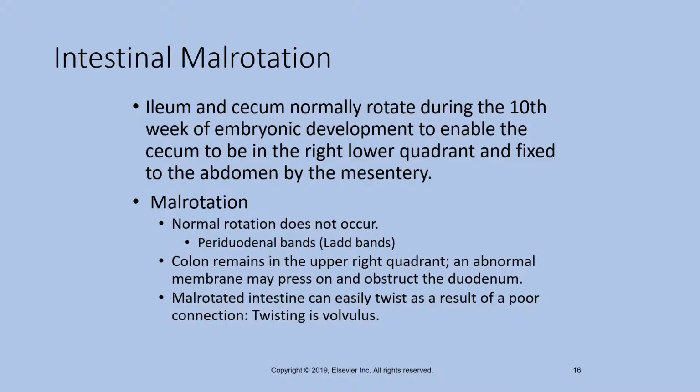Intestinal malrotation: the ileum and cecum normally rotate during the 10th week of embryonic development, enabling the cecum to be in the right lower quadrant and fixed to the abdomen by mesentery. In malrotation, normal rotation does not occur. With Ladd's bands, the colon remains in the upper right quadrant, and an abnormal membrane may press on it and obstruct the duodenum. With malrotation, intestines can twist into a volvulus and cause obstruction. Remember, we talked about that in adults: volvulus is twisting, right?